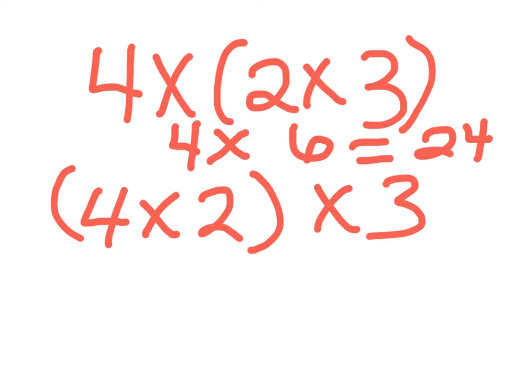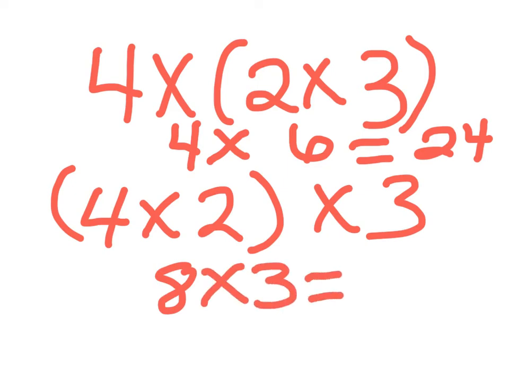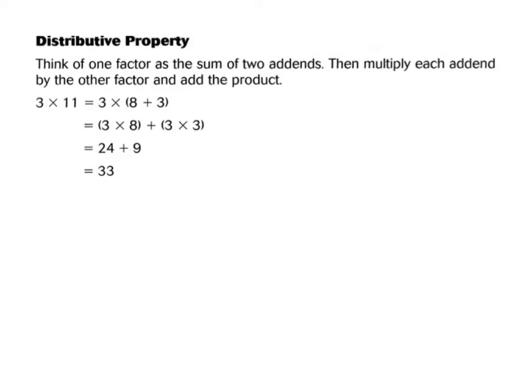So here we have 4 times 2, which is 8, and then we multiply that times 3, it also equals 24. You can see that the order in which we did the work did not affect the outcome or the product. So it didn't matter which order we multiplied the factors, we still had the same product. Now let's turn our attention to the distributive property of multiplication.